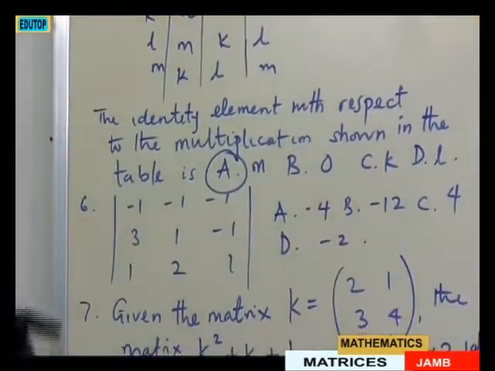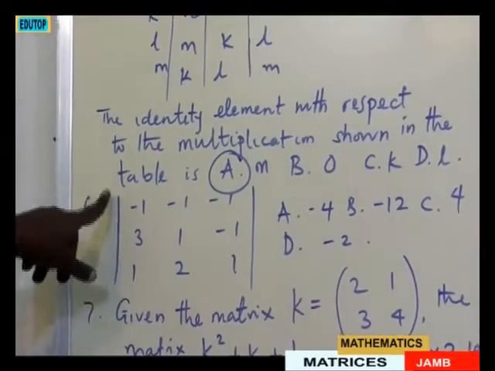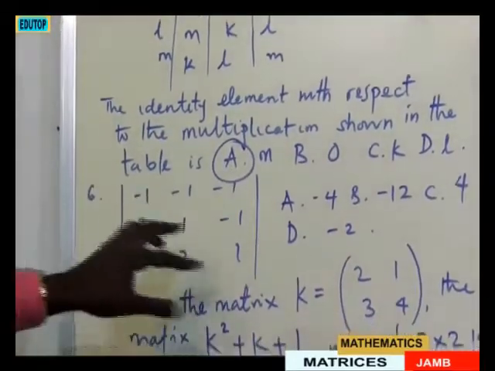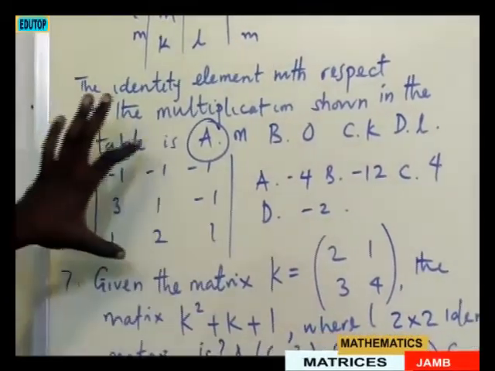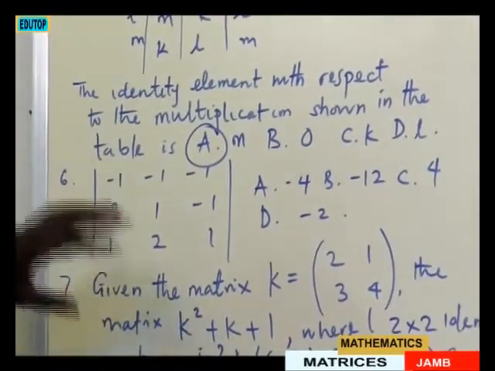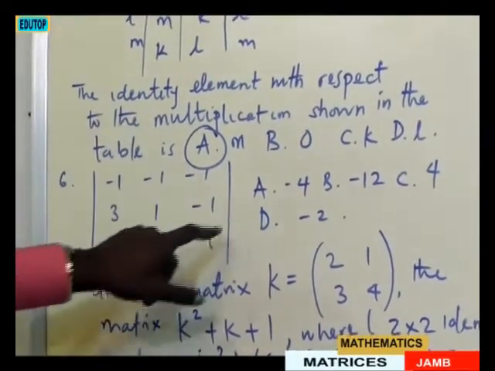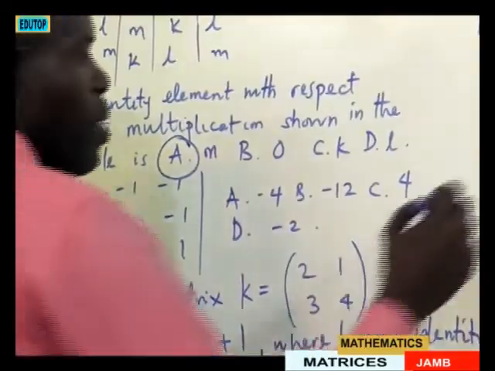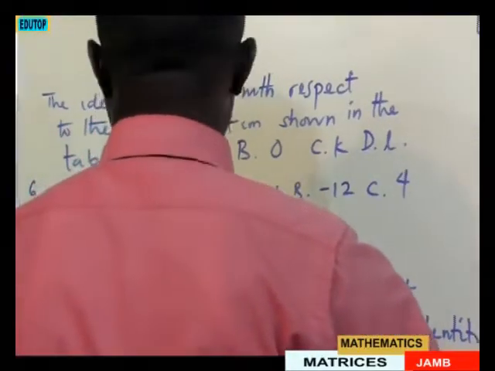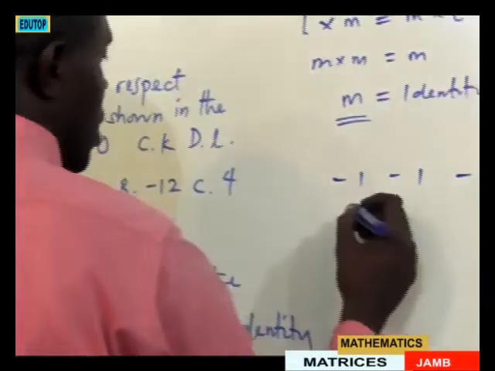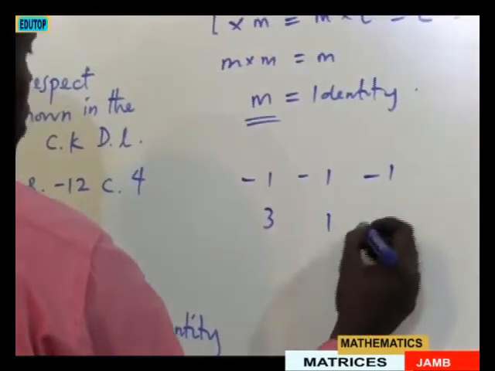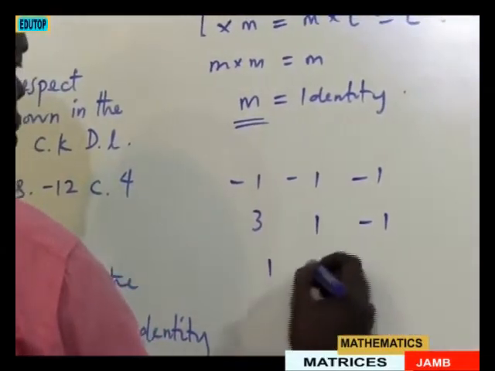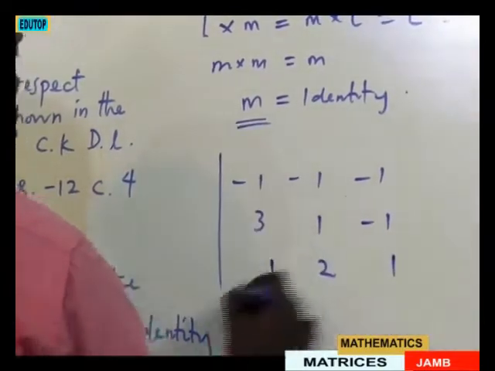The next question, once you see a vertical line on both sides of this operation, it is the determinant. I've said it times without number. So in this situation, we have minus 1, minus 1, minus 1, 3, 1, minus 1, 1, 2, 1.